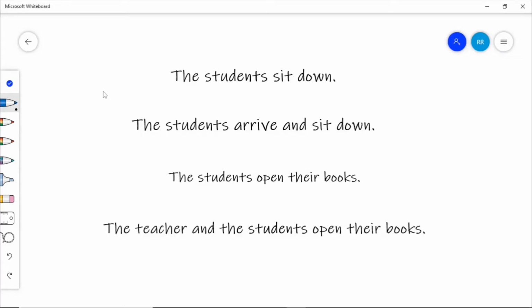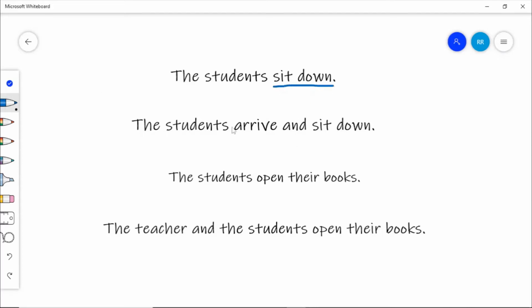Hi guys. Okay, let's read these sentences. Let's start with the first one. The students sit down. Now, if I ask you where's the predicate in this sentence, you're going to tell me sit down, right? Okay, great. This is the predicate. Let's underline it.